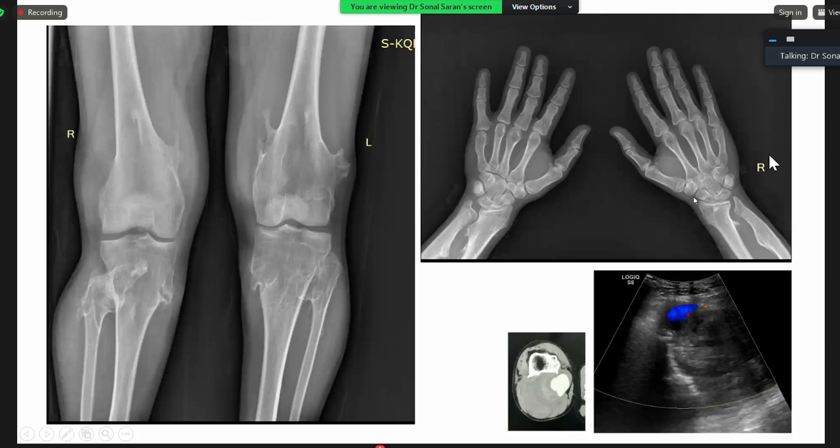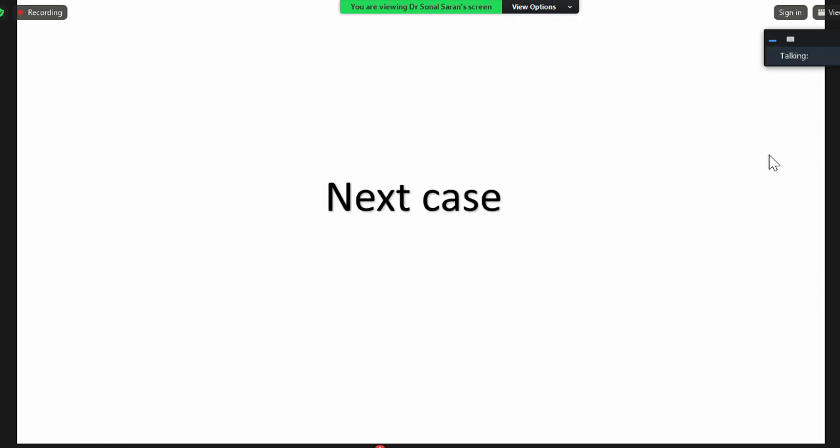And you can see other radiographs of the same patient and CT. So this is diaphyseal aclasis with popliteal artery pseudoaneurysm. So next case.